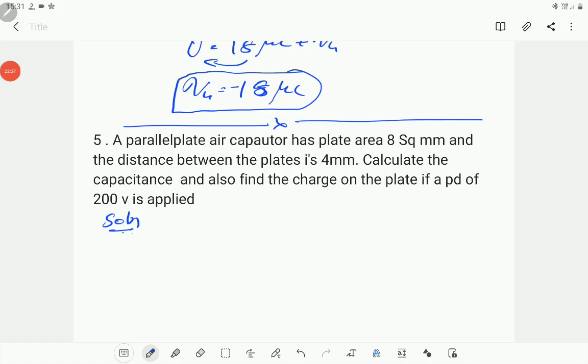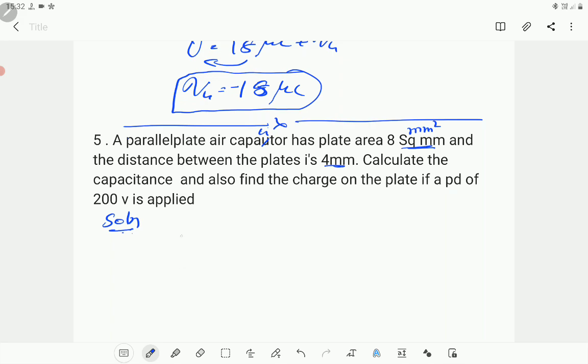We'll see one more statement on capacitors. Parallel plate capacitor, air capacitor, in fact, this capacitor has plate area 8 mm square, and distance between the plates is 4 mm. Calculate capacitance. Also find the charge on the plate if a PD of 200 volt is applied.